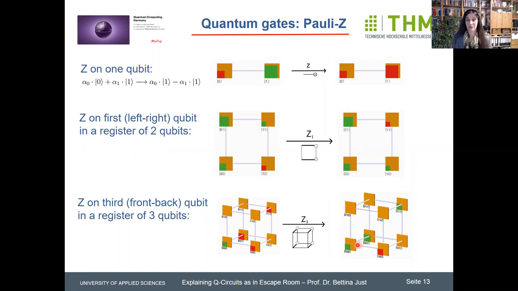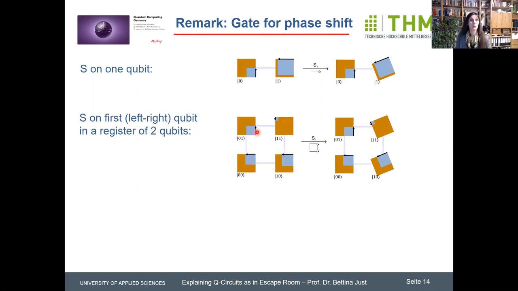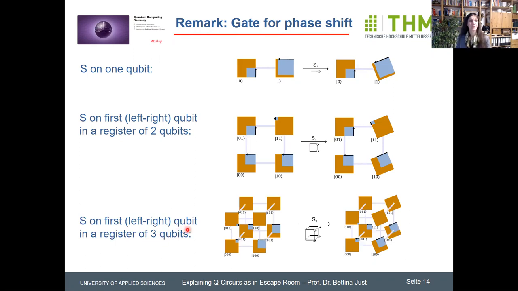Third qubit. For those of you who are familiar with complex gates, phase shift, okay, phase shift turns around. It's a special case of Pauli Z. It turns this by a certain angle. So applied on one qubit, it happens like that. Applied on the first of two qubits, it will change everything where the first qubit is one, and applied on the first qubit in a register of three qubits, it will rotate everything where the first qubit is one. This is the phase shift. Just to say it, it's not needed for teleportation, and it's for those who say, I want to see complex amplitudes.